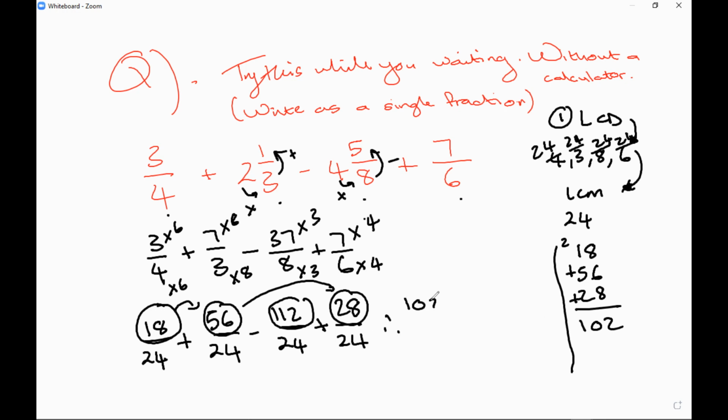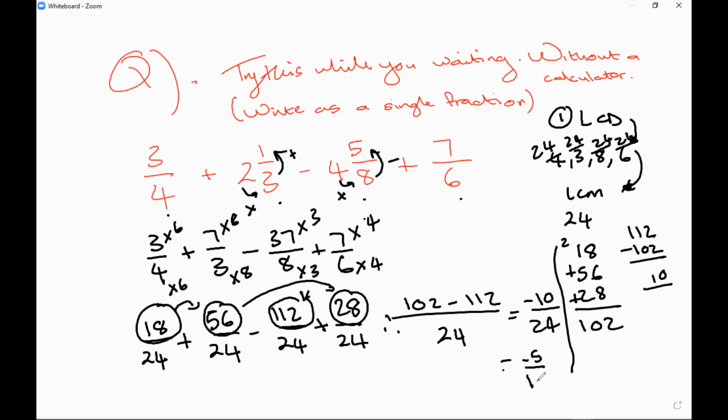So I get 102 minus 112, because I haven't really minused that yet, over 24, and this looks like it's going into the negative space. If I take 112 and then minus 102 and just put a negative in front, we know that's going to become 10. So this will be negative 10 divided by 24. That's negative 5 over 12. All right, negative 5 over 12.